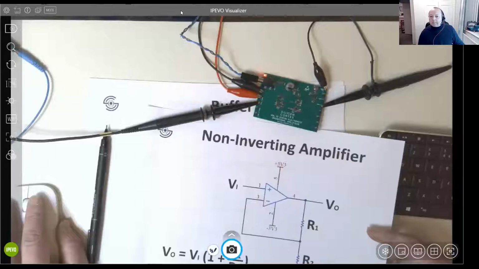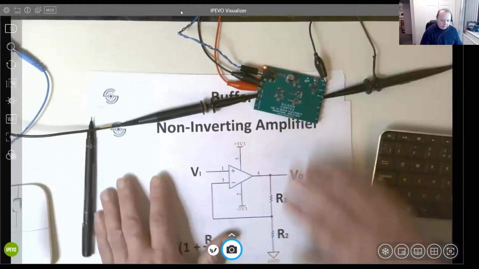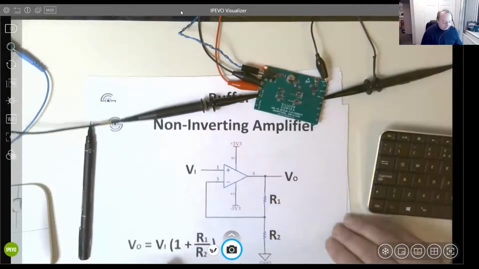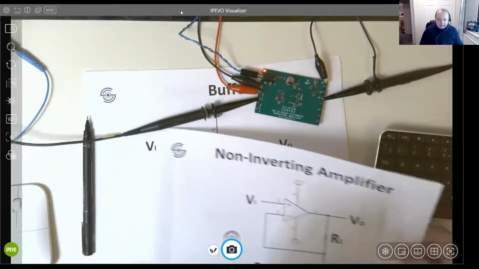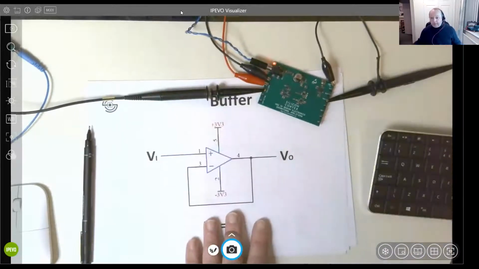There we go. Right, so that's a non-inverting amplifier, and of course there are limitations we need to be aware of. The next amplifier, which I tend to use, is a buffer.